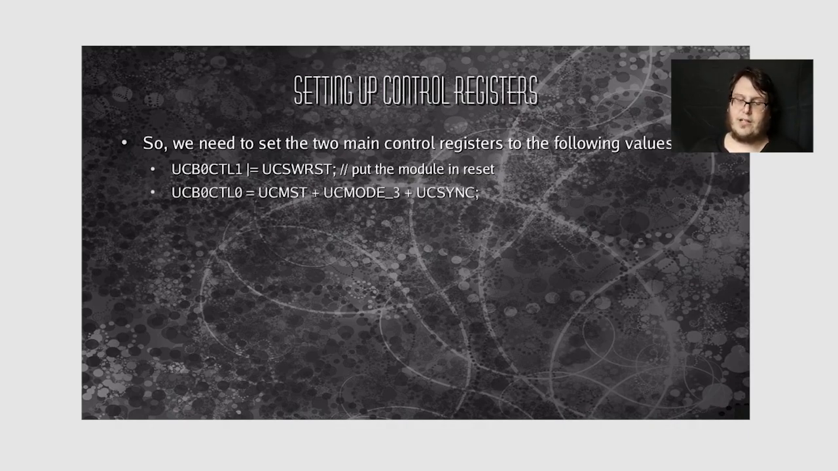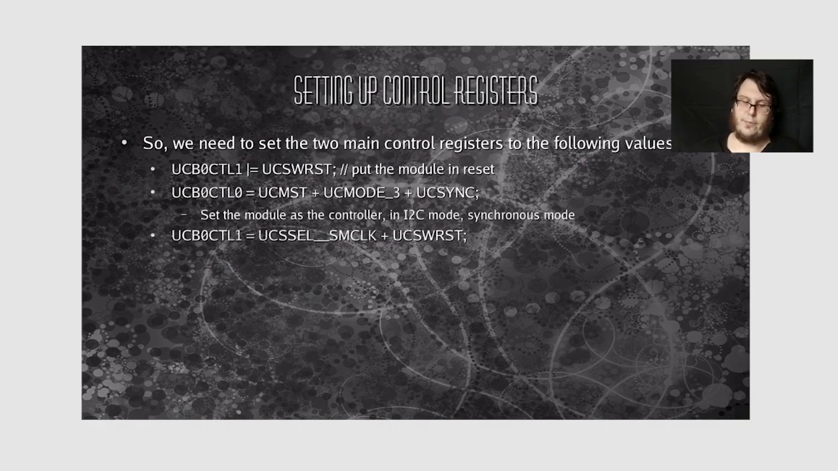Then we set the control 0, the 3 bits we're setting here. Remember how I said you can use that include file so that you can write the names of the bits? Well, this one, UCMST, that's setting us as the controller. UC mode 3, that's selecting I2C mode, and UC sync is also setting the synchronous mode bit. As I explained here, set the module as the controller, I2C mode, synchronous mode.